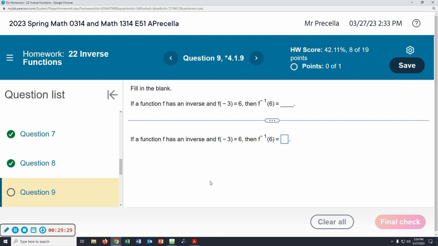Let me write this problem down. If you understand what they're asking for, it's very fast. If a function f has an inverse and f of negative 3 is equal to 6, then f inverse of 6 is equal to blank. Okay, there's the blank.